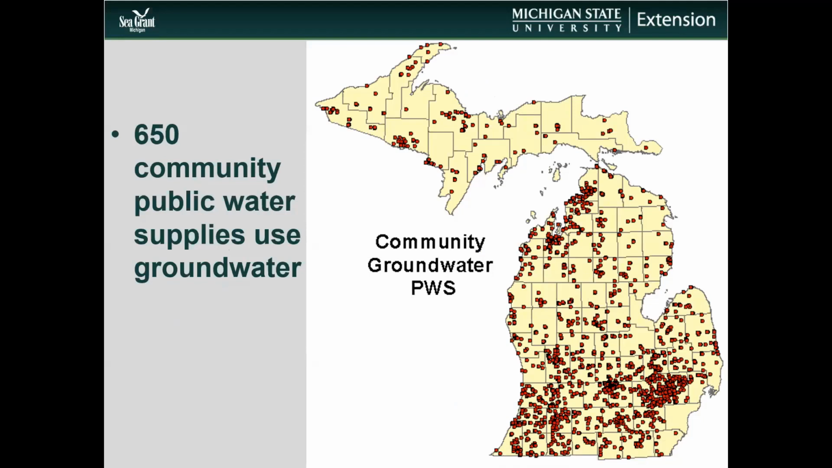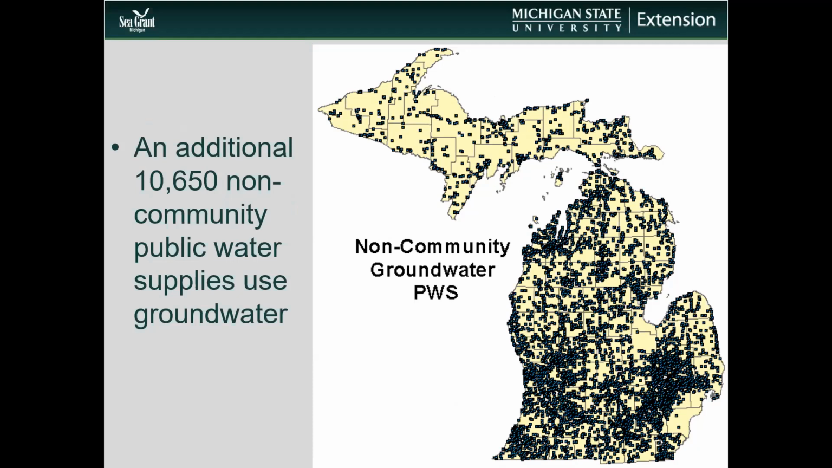This map is showing community public supply systems that rely on groundwater as the source of drinking water. So these red dots that you see here are actually groundwater wells that are serving community water supplies. Now look at this. These are our non-community supplies that are using groundwater. So all of these represent water wells that are serving those smaller non-community systems, restaurants, gas stations, schools, campgrounds, etc., that are serving the public but that are not on a larger municipal system.